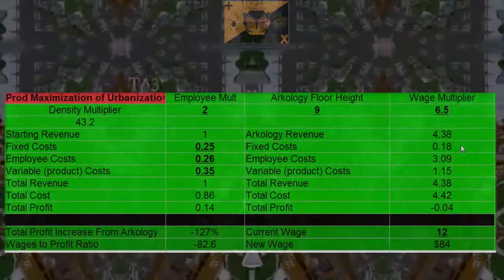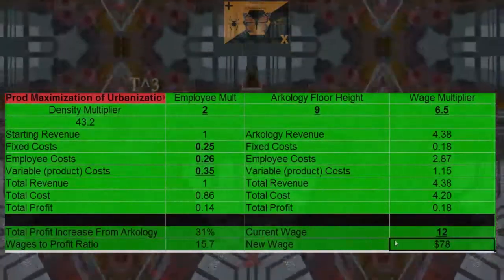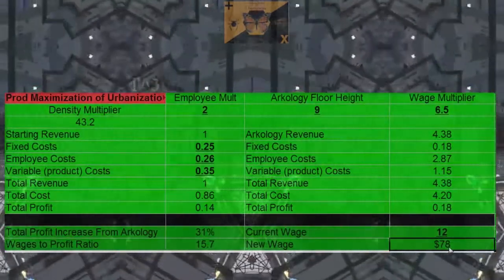Maybe 6.5. So you go from $96 an hour down to $78 an hour.